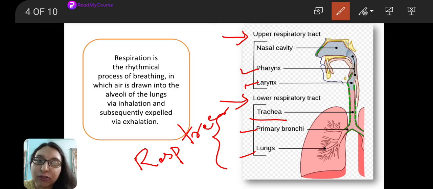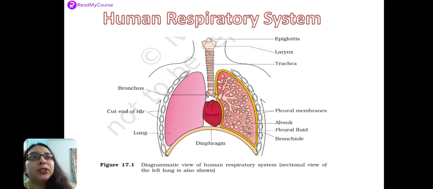Okay, so because of the similarity in structure to the structure of a tree, it is known as a respiratory tree. Remember this much. Okay, with that we move to the next slide.